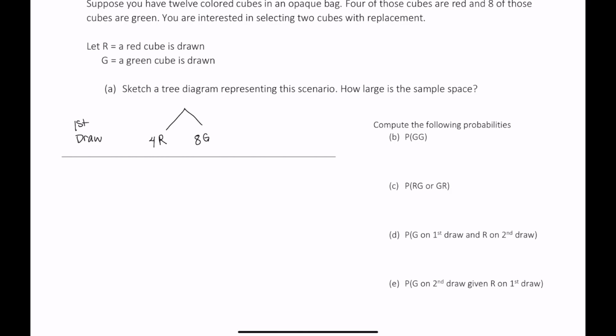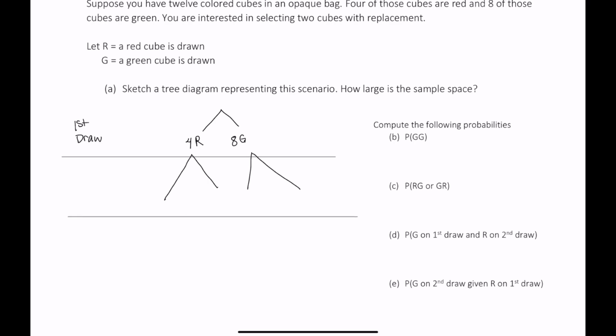Then we're going to draw again. And actually, I'm going to scooch this over just a little bit more. There we go. So when we draw again, our options remain the same. For the second draw, we either get a red or a green cube. And again, there are 4 ways to get a red cube and 8 ways to get a green cube.